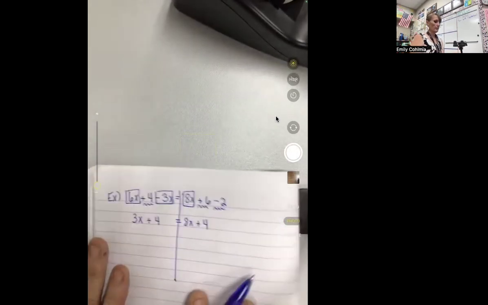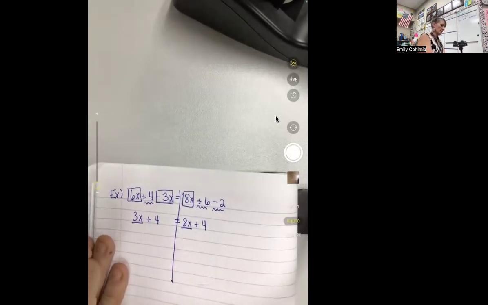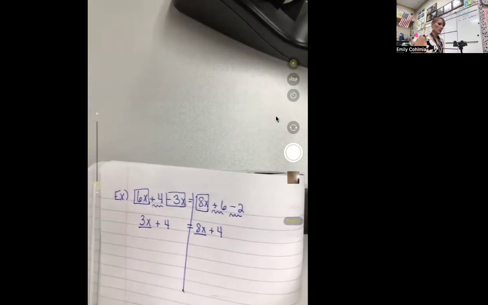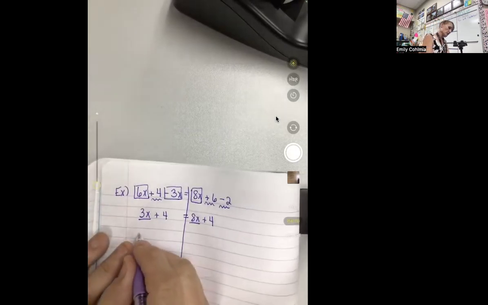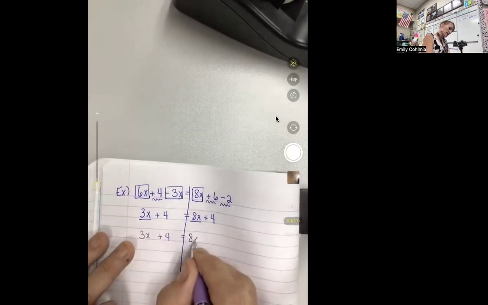So we're going to look at our variables, right? We're going to look at this one and we're going to look at this one. And we're going to say, which one's smaller? Well, the 3x is smaller than 8x. So we're going to get rid of the little guy. So remember, we get rid of the little guy by adding or subtracting. So we have 3x plus 4 equals 8x plus 4.